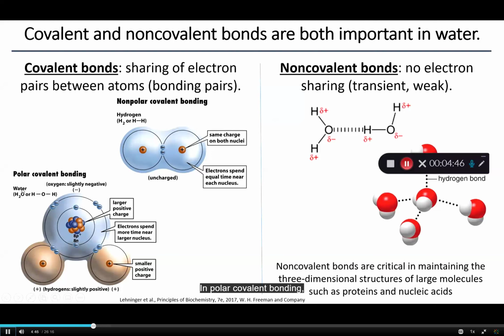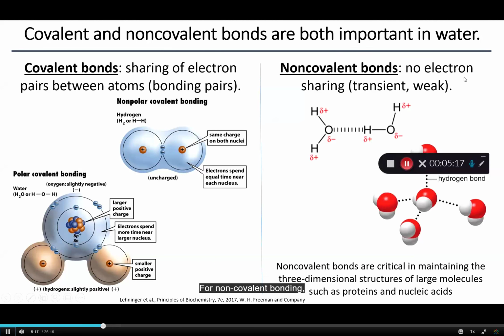In polar covalent bonding, which is the case with water, there is a larger positive charge on the oxygen nucleus and a smaller positive charge on the hydrogen nucleus. As a consequence, the electrons tend to be drawn more often to the larger, more positive nucleus. And so the hydrogens have a slightly positive charge, and the oxygen has a slightly negative charge.